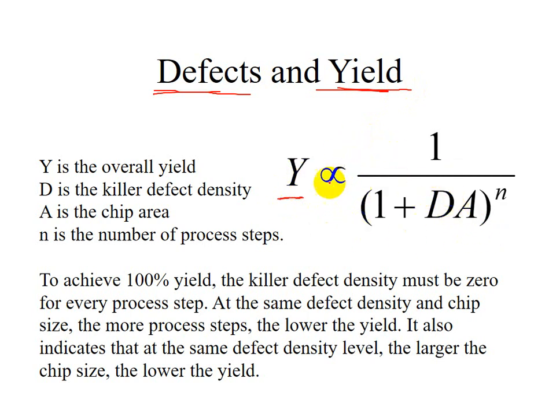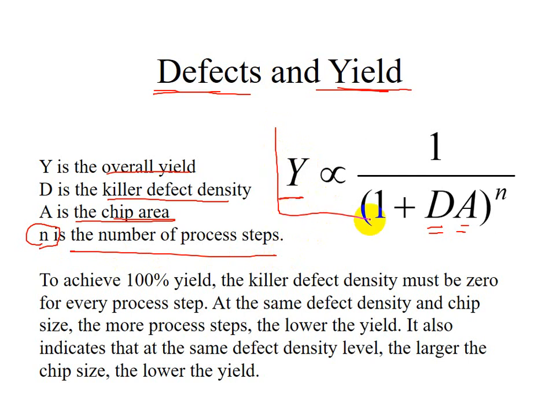The yield is proportional to (1 + D times A) to the power of N, where Y is the overall yield, D is the density of the killer defect, A is the chip size, and N is the number of process steps.